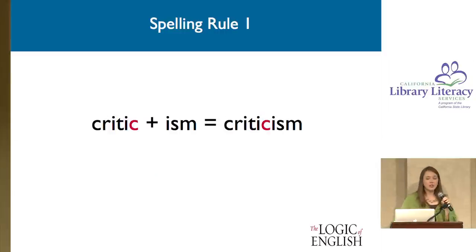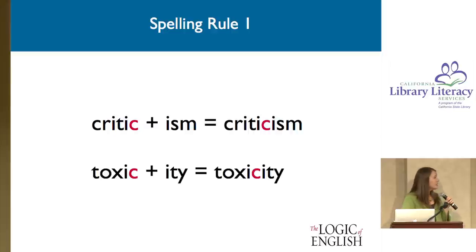Really? Okay, English is amazingly consistent, though. Why don't we add a K to critic to make criticism? Because it softens in the derivative. Why don't we add a K in toxicity? Because it actually softens.